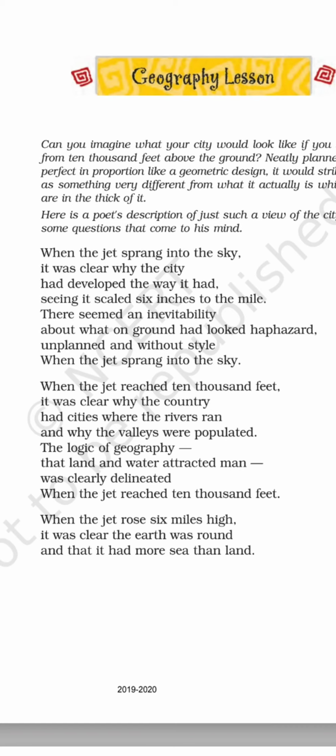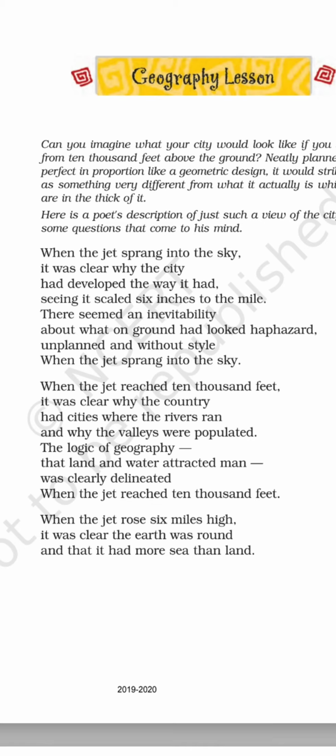Okay, so that is the view of the country. Now let's see the third paragraph. When the jet rose six miles high, it was clear the earth was round and that it had more sea than land. So at the height of six miles, it is clear that Earth's shape is round and there is more water than land.